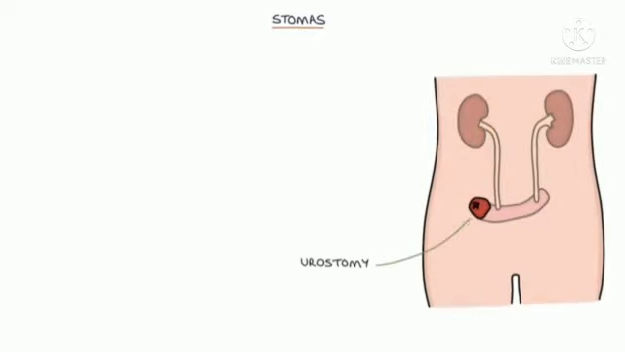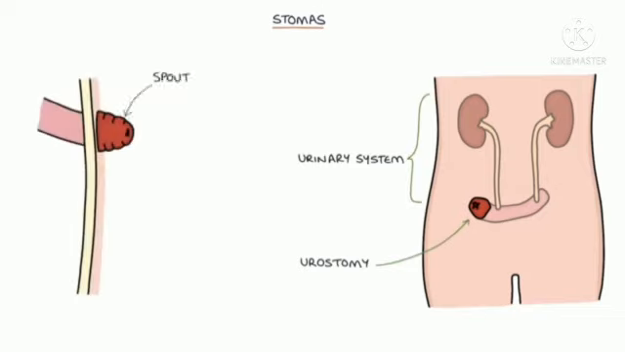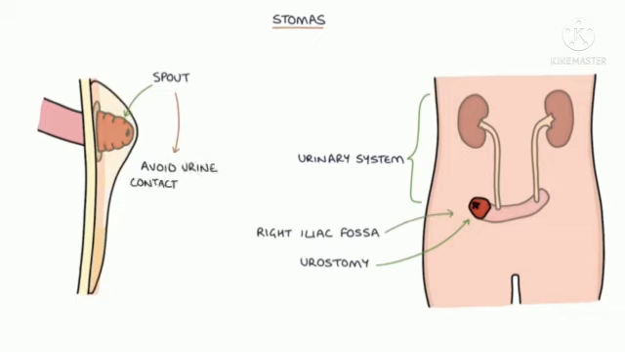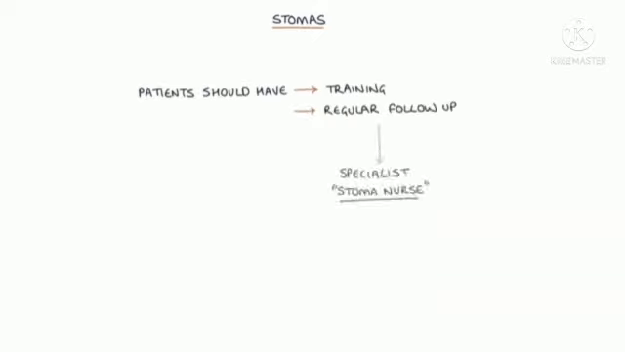A urostomy involves creating an opening from the urinary system onto the skin. Urostomies have a spout and are typically located in the right iliac fossa. The spout is used in order to avoid the urine coming into contact with the skin, so that the urine drains directly into the bag, as urine in contact with the skin will cause a lot of irritation. All patients with stomas should have training on how to manage the stoma and regular follow-up and contact with a specialist stoma nurse.